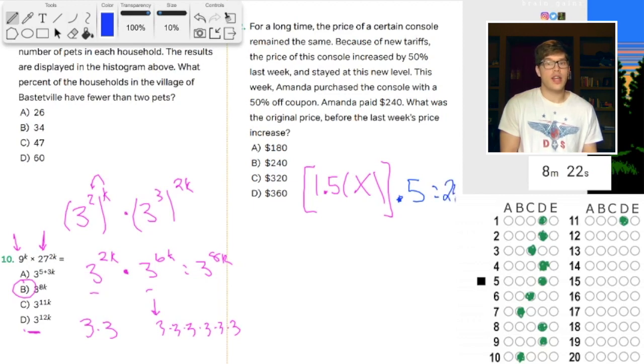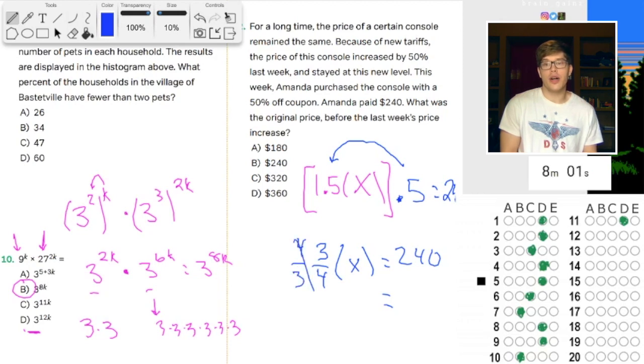So what is x? Okay, well let's just solve for x. 0.5 times 1.5 is 3/4, right? This is 3/2 and this is 1/2. So we get 3/4 when we multiply the two. So we get 3/4 x equals 240. Then we can multiply by 4/3 on both sides. These cancel. Multiply by 4/3.